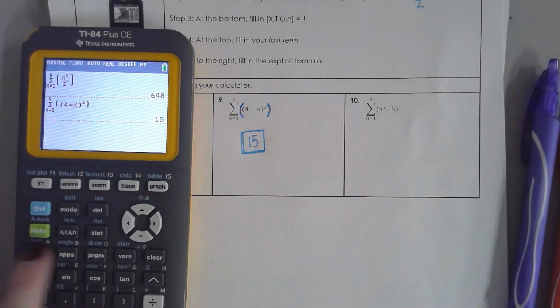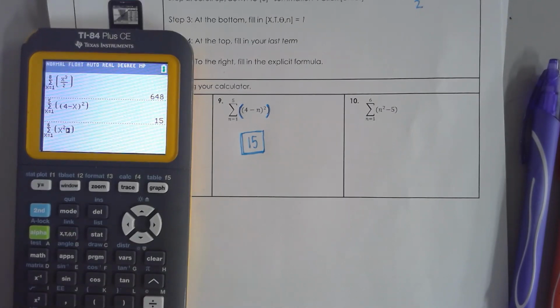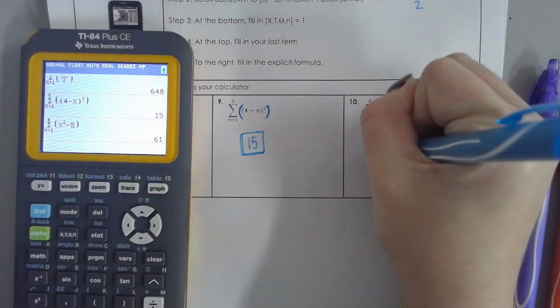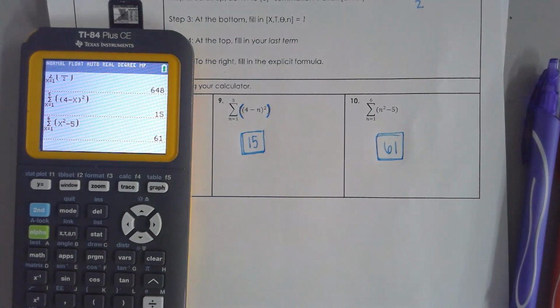And then number 10, x equals 1 to 6, x squared minus 5. 61. Does anyone need help typing that into the calculator?